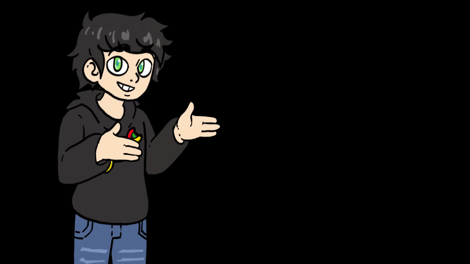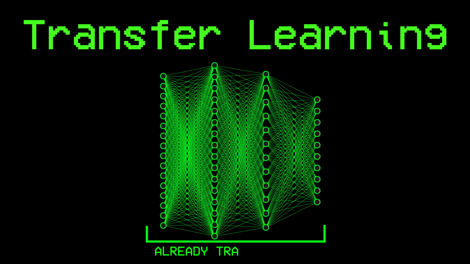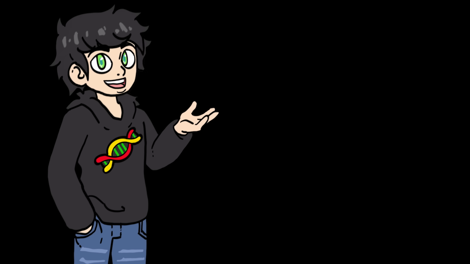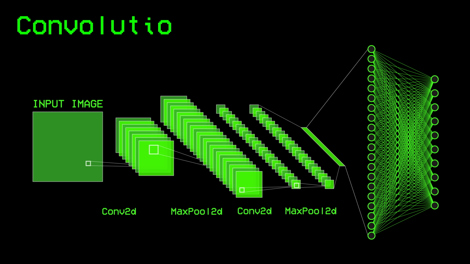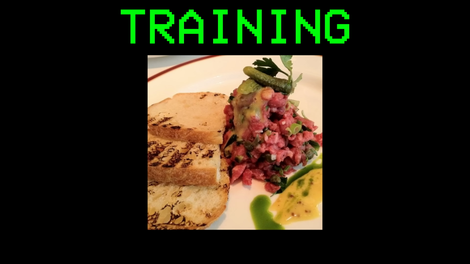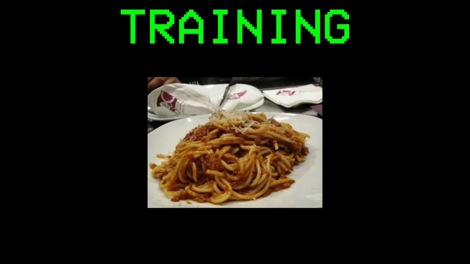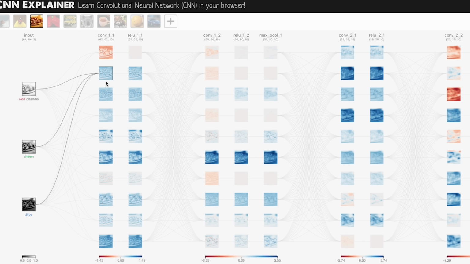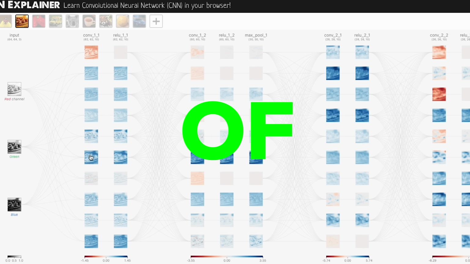It basically consists of taking a model someone else has already trained and then applying it to our problem. So in our case, we need a convolutional neural net that has been trained on thousands and millions of images. It doesn't even have to be trained on pizza images. We just need a network that can extract the main features of an image.